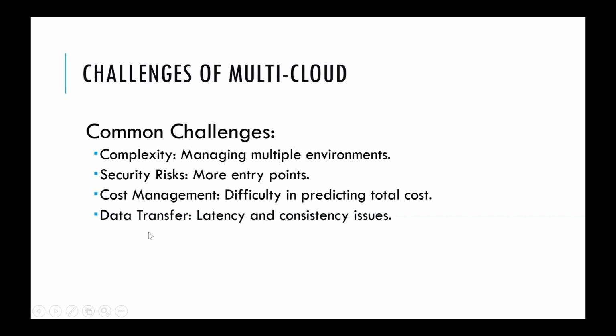The last one is data transfer. You will always get challenges with transferring data from one cloud to another, because of latency and consistency issues. Sometimes this data transfer might fail because, anyway, this is a machine, right? Or there is a dependency of one cloud on another, like Azure on AWS. So in this case, of course, latency will be the issue and also the consistency.